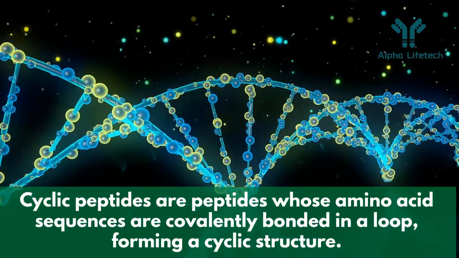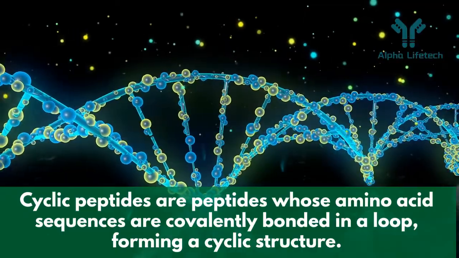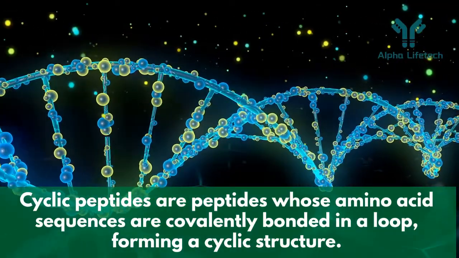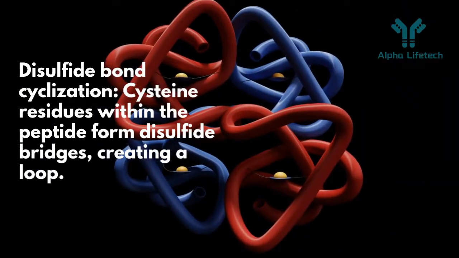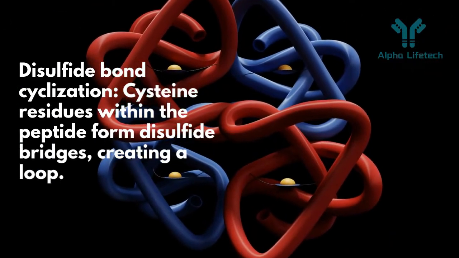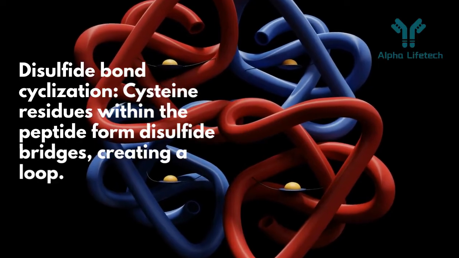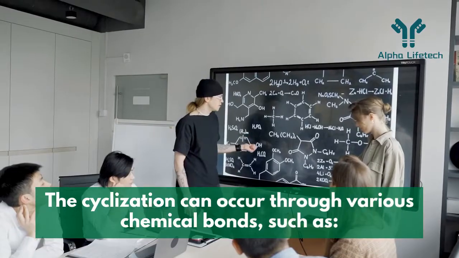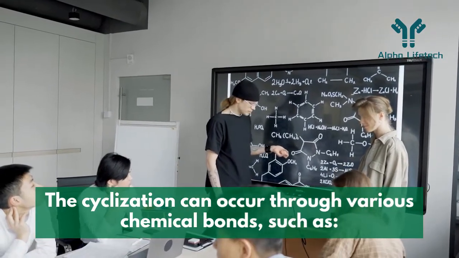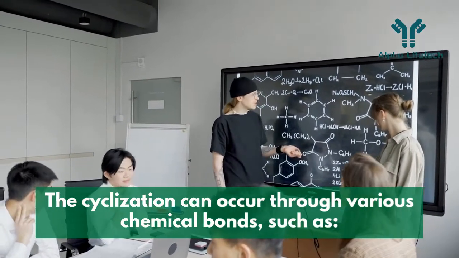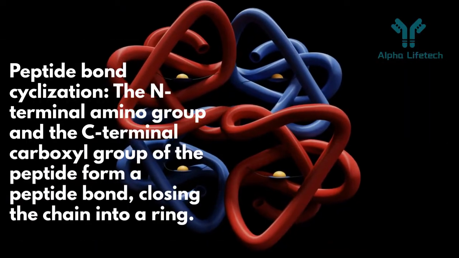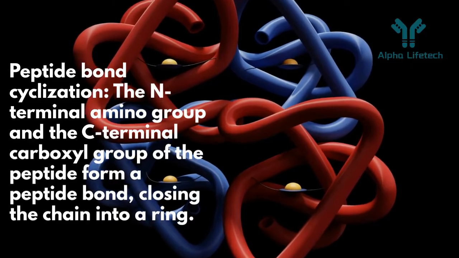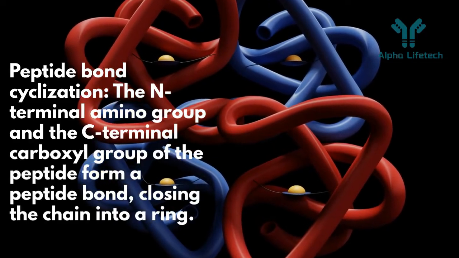Cyclic peptides are peptides whose amino acid sequences are covalently bonded in a loop, forming a cyclic structure. Disulfide bond cyclization: cysteine residues within the peptide form disulfide bridges, creating a loop. The cyclization can occur through various chemical bonds, such as peptide bond cyclization. The N-terminal amino group and the C-terminal carboxyl group of the peptide form a peptide bond, closing the chain into a ring.